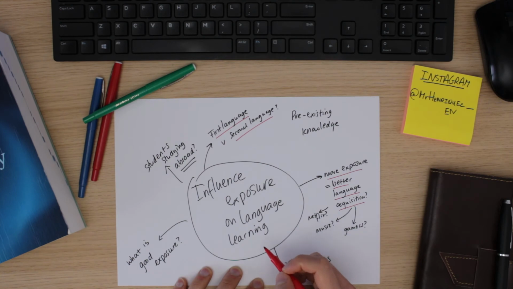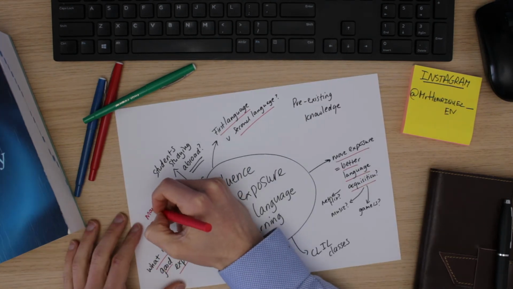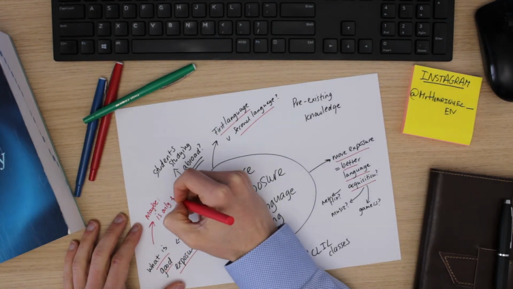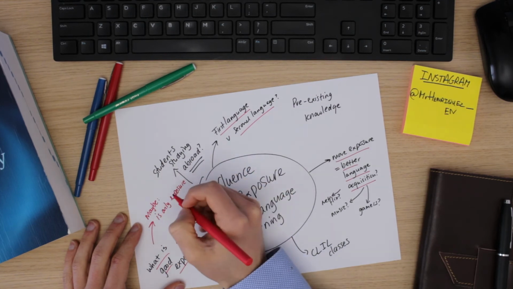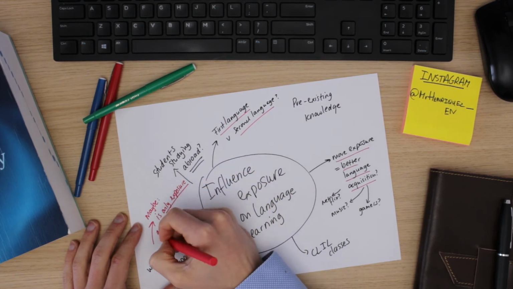And as you can see, I've decided on 3 topics. I'm going to talk about the influence of language exposure on first language acquisition, the influence of language exposure on second language acquisition, and finally, I'll add that exposure alone will not achieve the language learning you want. And I'll put that in my 3rd paragraph.